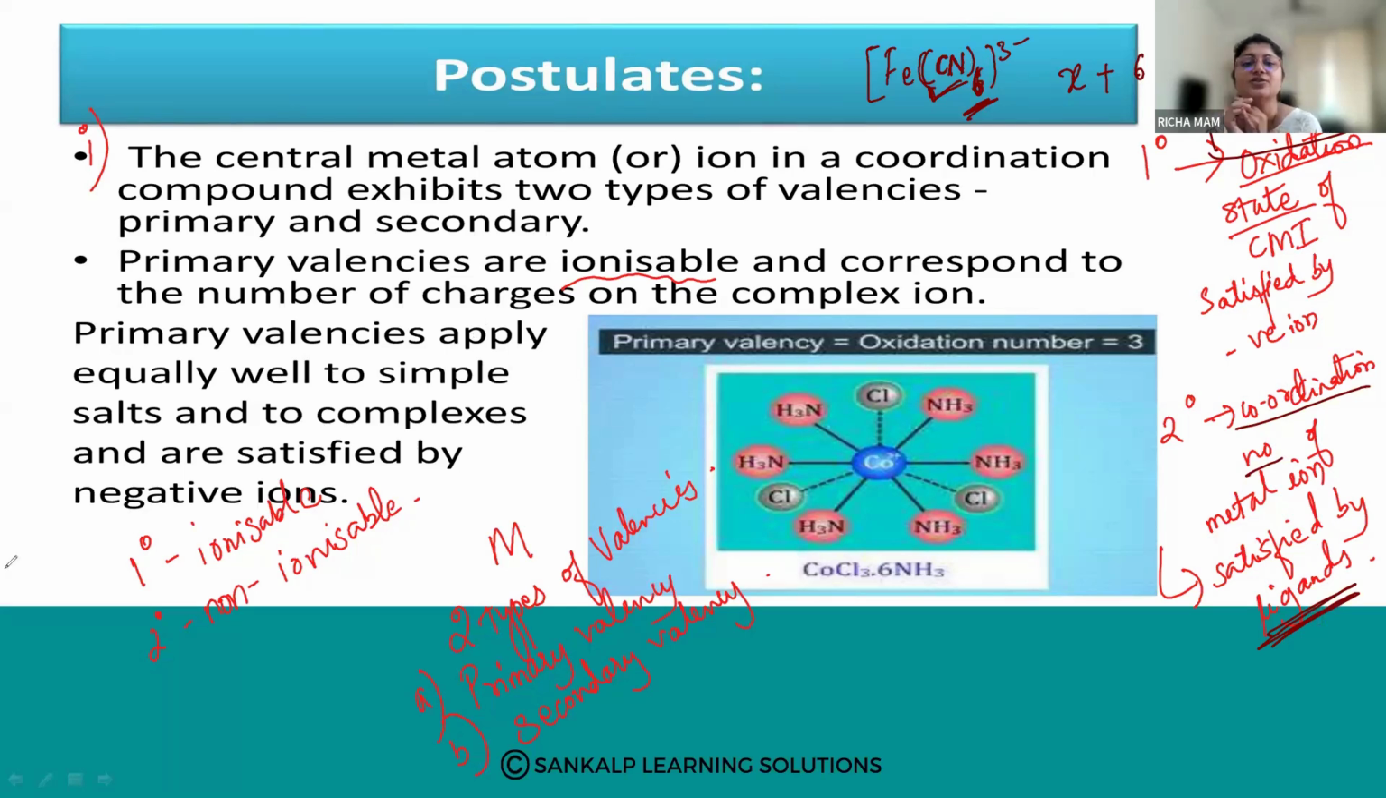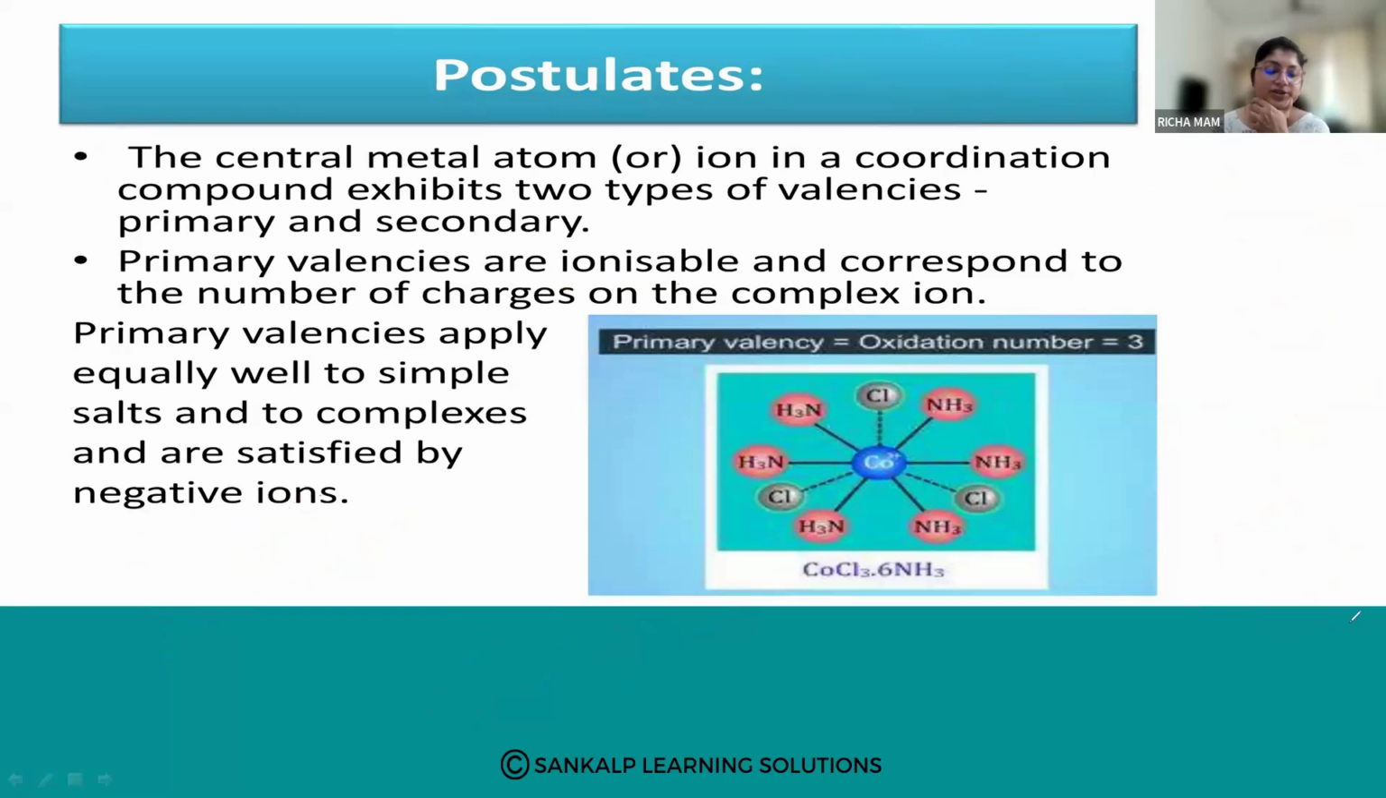So what have we studied? The central metal ion in the coordination compound exhibits two types of valencies. First is the primary valency, second is the secondary valency. Primary valencies are ionizable, secondary valencies are non-ionizable. Primary valency tells you the oxidation state of the central metal ion, and it is satisfied by negative ion. Secondary valency tells you about the coordination number of the central metal ion, and it is satisfied by the ligands. Coordination number means how many ligands are present around the central metal ion. So these are the points.